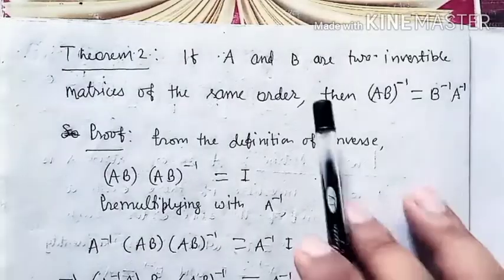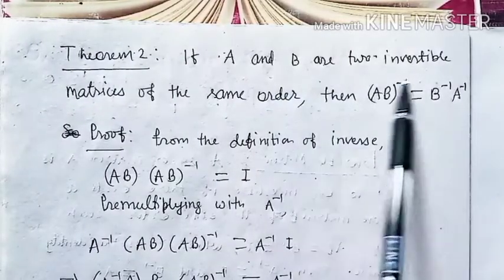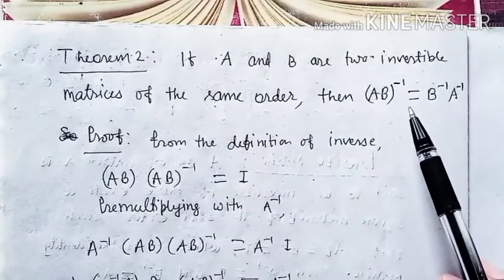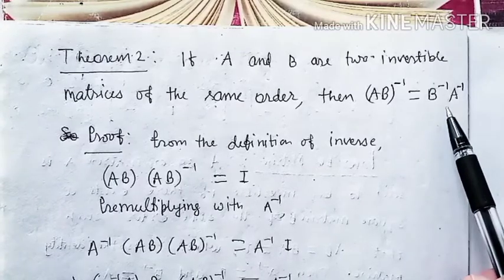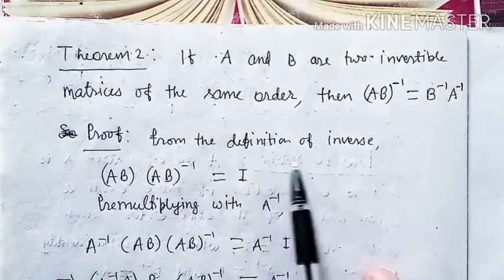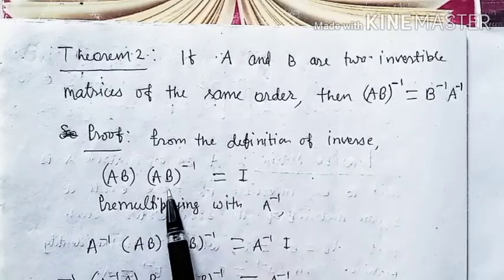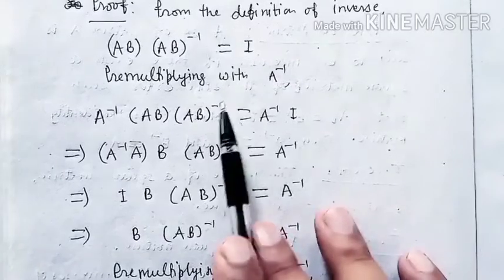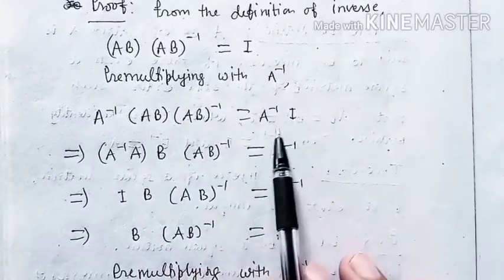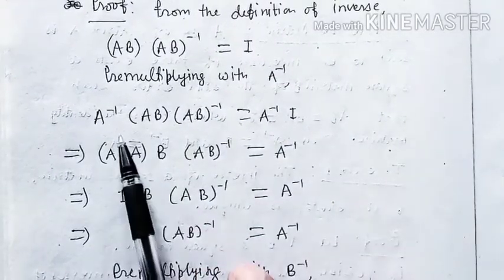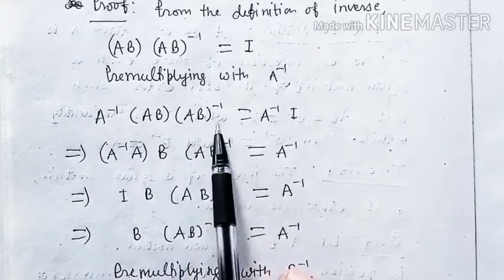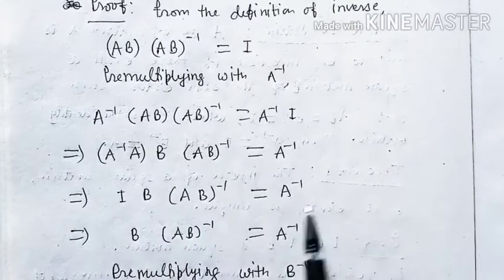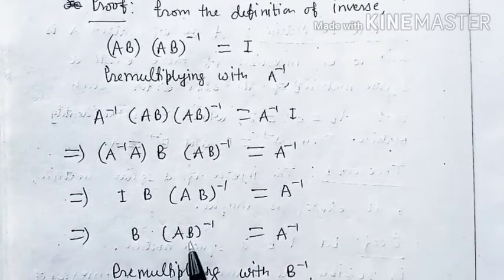Theorem 2. If A and B are two invertible matrices of the same order, then (AB) whole inverse is equal to B inverse A inverse. From the definition of inverse, AB into (AB) whole inverse is equal to I. Pre-multiplying with A inverse, we have A inverse I is A inverse. Here we can write A inverse A, B, (AB) whole inverse. A inverse A is I, so IB (AB) whole inverse is equal to A inverse. Here IB is B, so B (AB) whole inverse is A inverse.